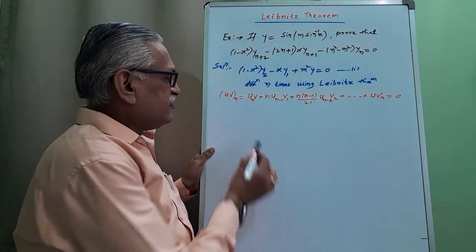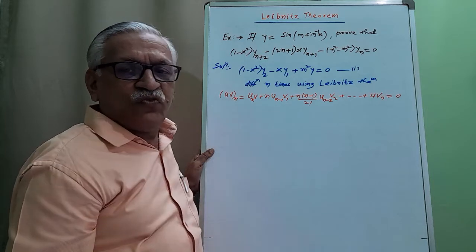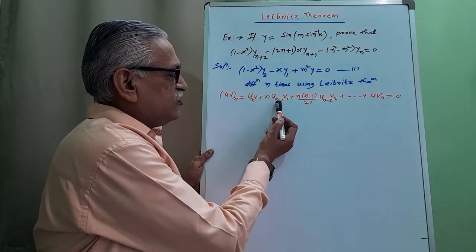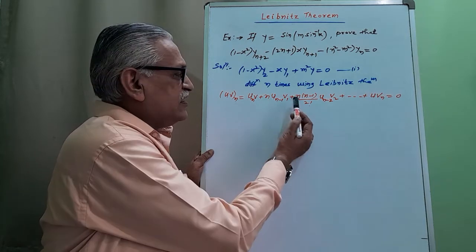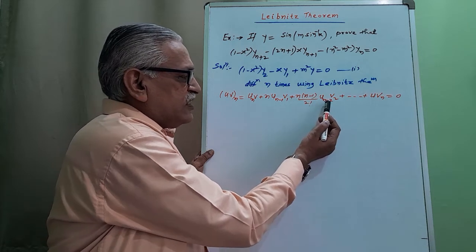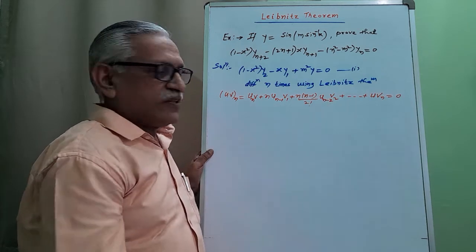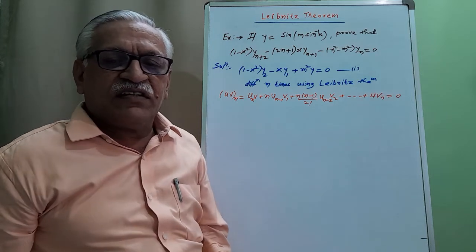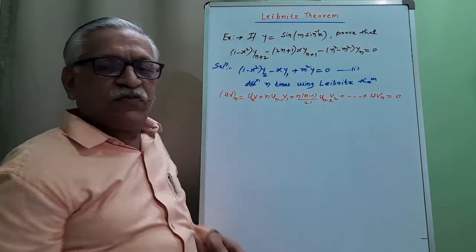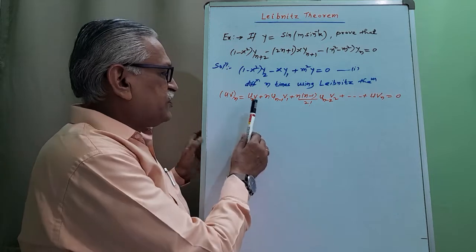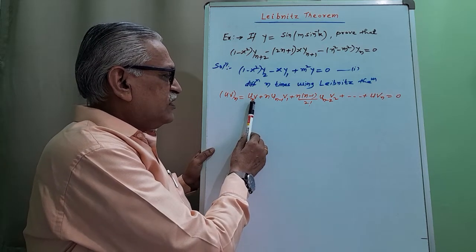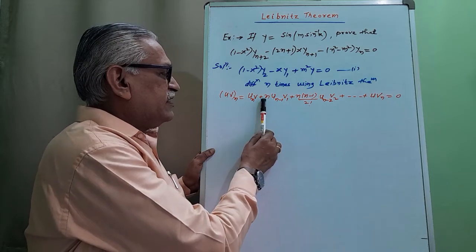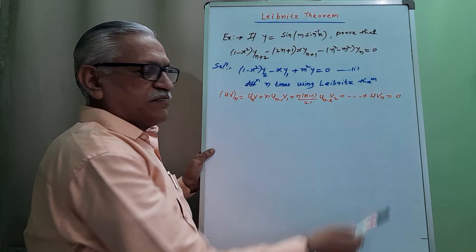Leibniz theorem is like this. The nth derivative of the product uv is u_n v, first term; second, n into u_(n-1) into v_1; third, n(n-1)/2 factorial u_(n-2) into v_2; and so on. The last one is u into v_n. Here all the suffixes stand for the derivatives. Differentiation of u is in decreasing order and derivatives of v are in increasing order.